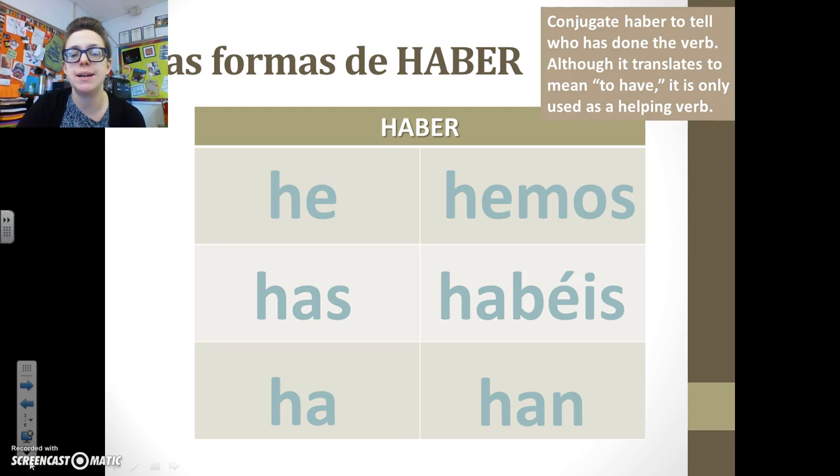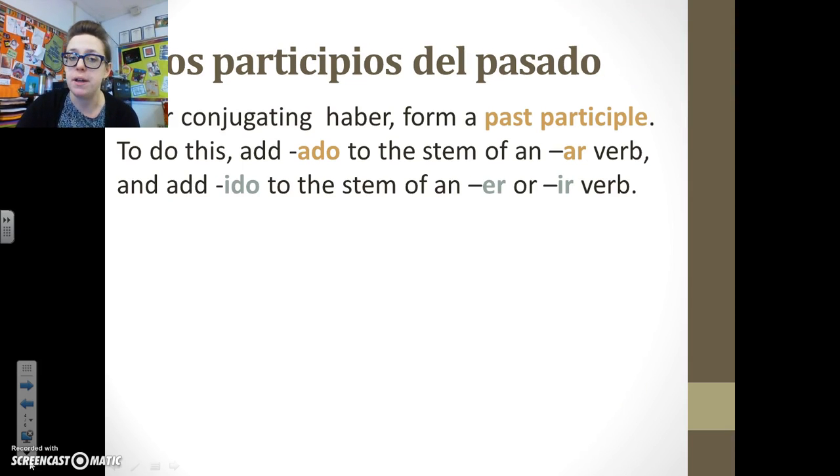So you're actually going to conjugate haber to tell who has done the verb. Although it translates to have, it's only used as a helping verb. I've already said that. Again, we're going to use that with ado or ido only, and we're going to talk about that in our next slide.